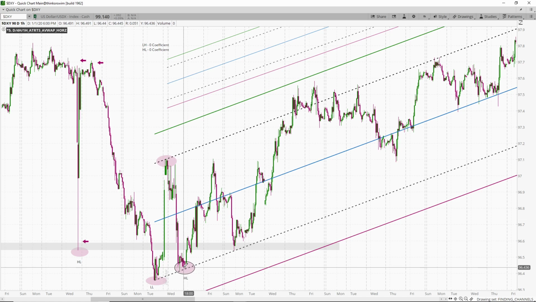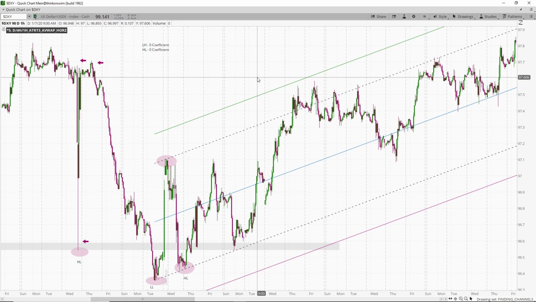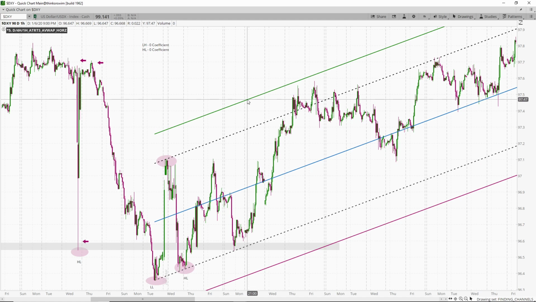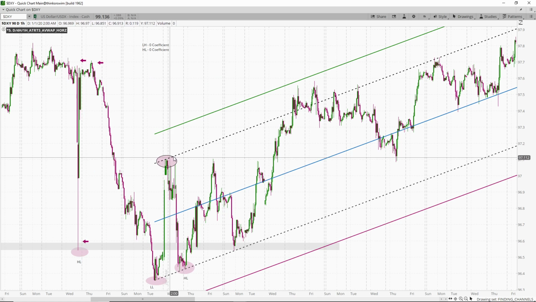The object of this exercise is to find a channel quickly, something that we can work with very fast, to identify that a trend change might be in order. So how do we set up the zero coefficient, and what are these outer boundaries up here? Laurentiu would call these excess. These are an excess area to the 1.0 coefficient.